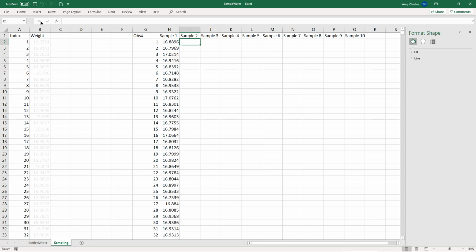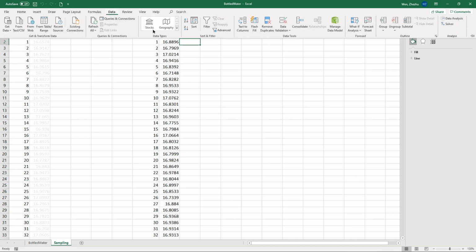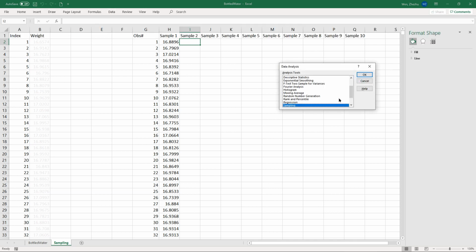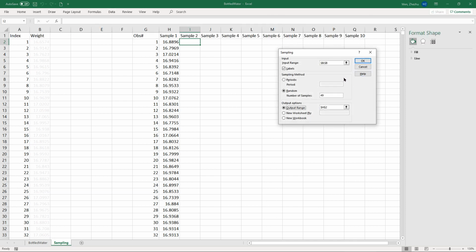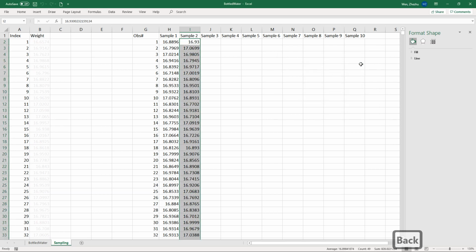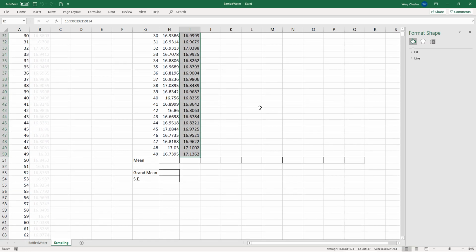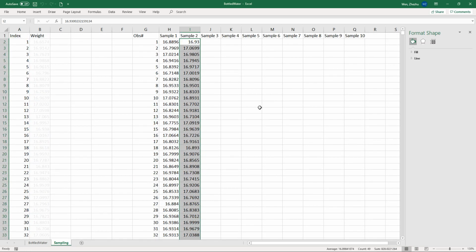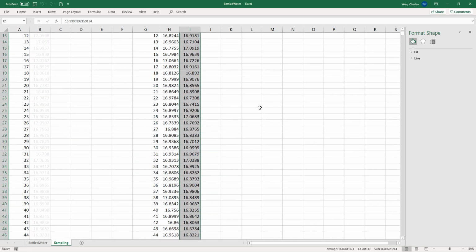So I'm going to repeat one more time. Go to Data, Analysis, Sampling, B2B, and another 49. The only difference is the output range this time is going to be I2. You click OK, boom. So we have another group of samples here. You do that for all 10 of them.